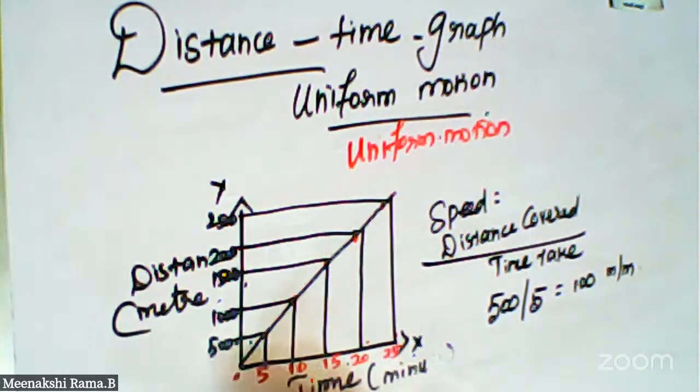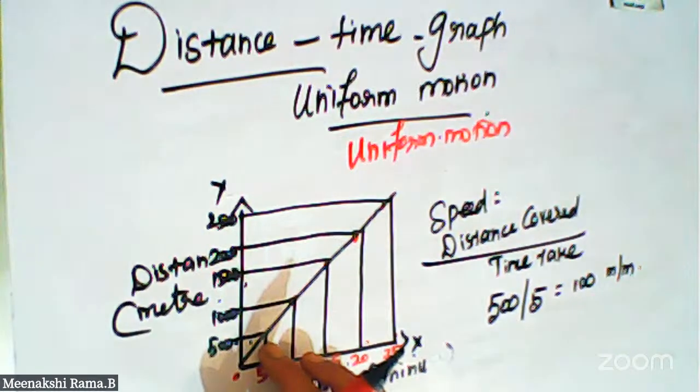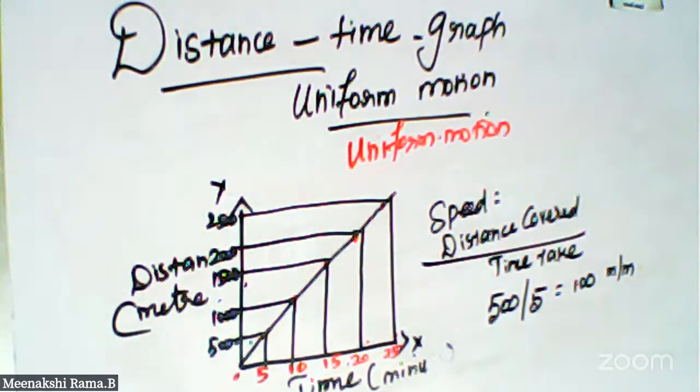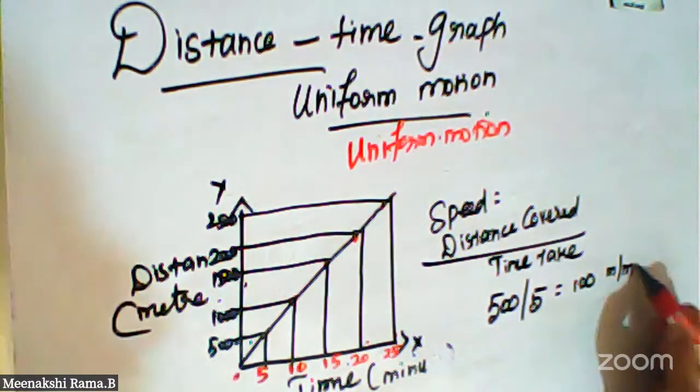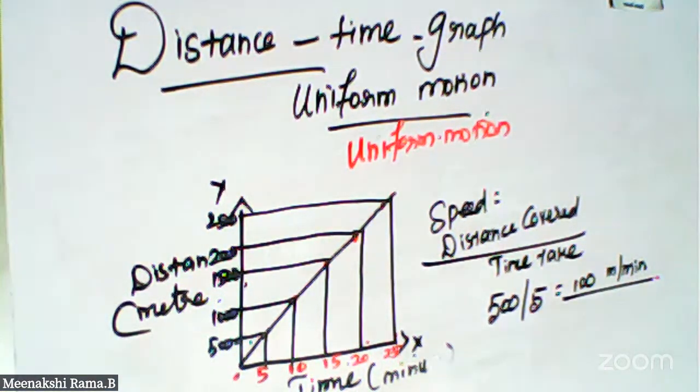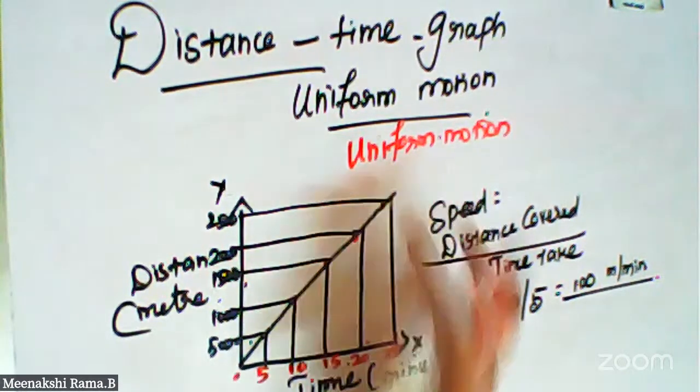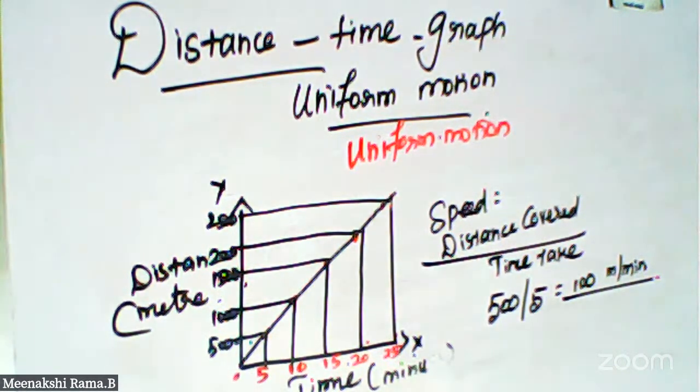Each and every minute he crosses 500 meters, which means per minute he crosses 100 meters. So this is the right speed. 100 meters per minute is the answer. Per minute he crosses 100 meters of area. So the speed, the time taken and the distance are equal. This is the right example for uniform motion.